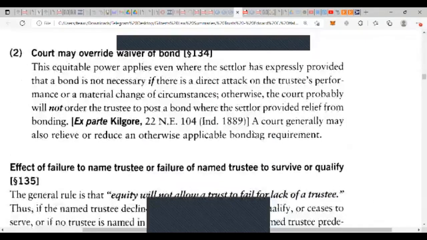Number 2, court may override waiver of bond, Section 134. This equitable power applies even where the settlor has expressly provided that a bond is not necessary, if there is a direct attack on the trustee's performance or a material change of circumstances. Otherwise, the court probably will not order the trustee to post a bond, where the settlor provided relief from bonding. Ex parte Kilgore, 1889. A court generally may also relieve or reduce an otherwise applicable bonding requirement.